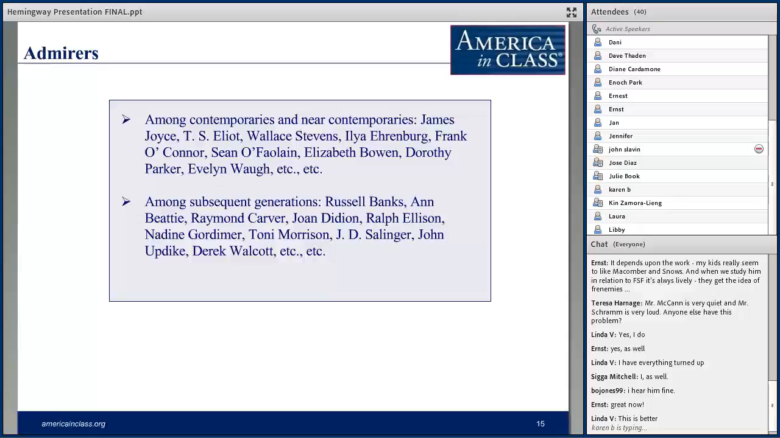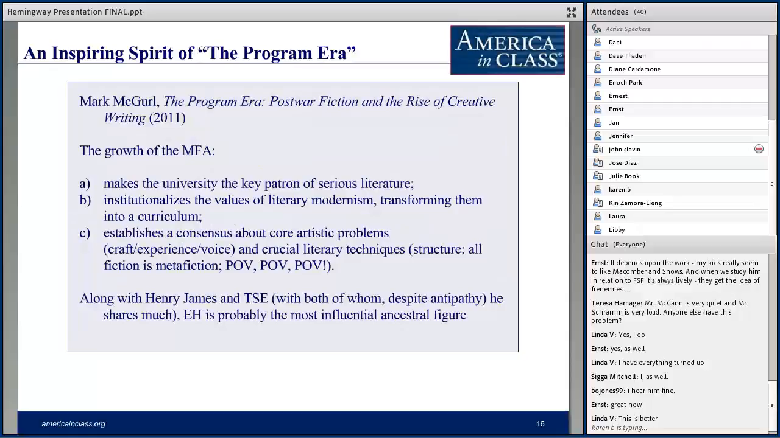Well, one thing to note, I'll come back to that in just a second, is that the influence is not merely personal. It's, you might say, programmatic, curricular, institutional. As the Stanford literary scholar Mark McGurl has pointed out in a currently very prominent book in academic scholarship, The Program Era, Hemingway was one of the key figures in the institutionalization of literary modernism by way of the MFA program.